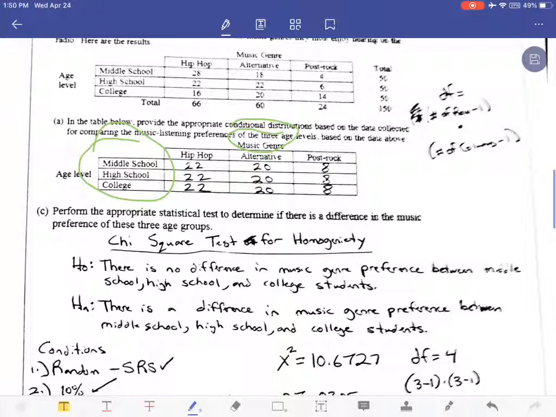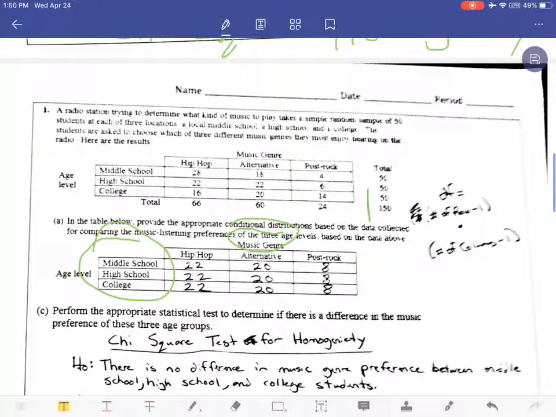All right, and then the alternative hypothesis is that there is a difference. So remember, just basic null hypothesis, there's a statement of no difference, and then the alternative is going to be the opposite of that. So there is a difference in music genre preference between middle school, high school, and college students. Okay, so that's what this test is going to be having us do. It's going to be determining whether, given our results that are up here, there is a significant difference between the preferences between the three different subgroups of middle school, high school, and college students.